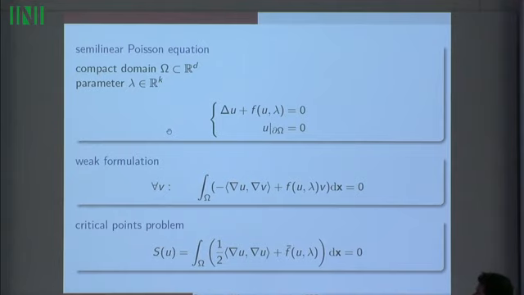Okay, and now I see that I can write down this functional here. F bar is simply a primitive of f with respect to the variable u. If I take the Fréchet derivative of this functional in the direction of v, then I get exactly the weak formulation. So the semilinear Poisson equation has a variational structure, because the solutions of the weak formulation are exactly given as the critical points of the functional.